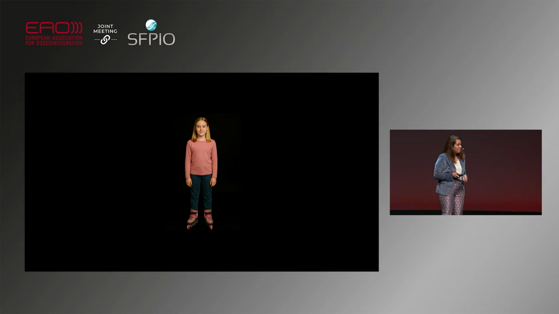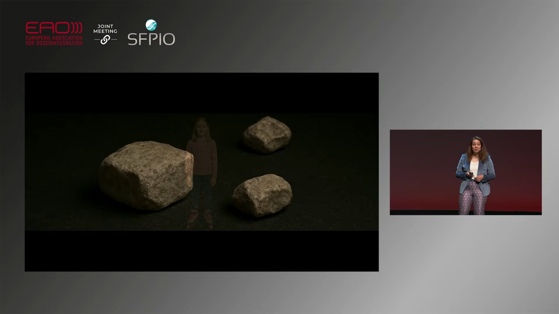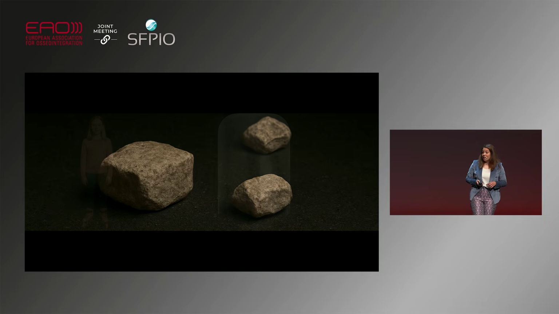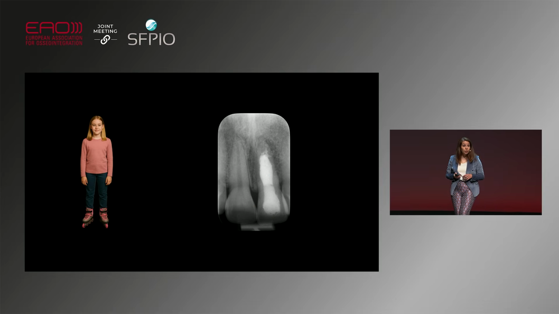Emma is young, and she loves rollerblading. On a very sunny day, she went out with her friends, but she couldn't see the obstacle, stones, on the street. She fell, and the story begins. She had to have a root canal treatment, and then it was okay for a while.